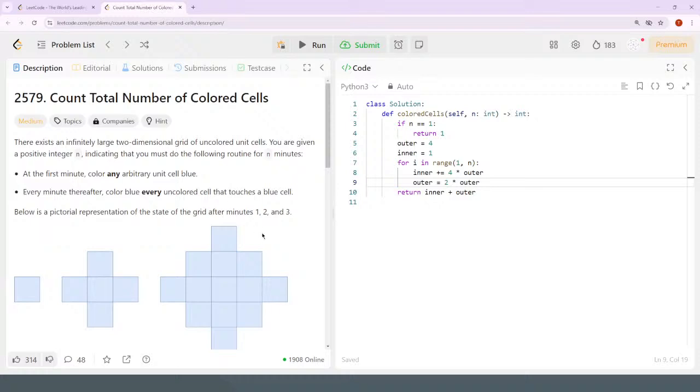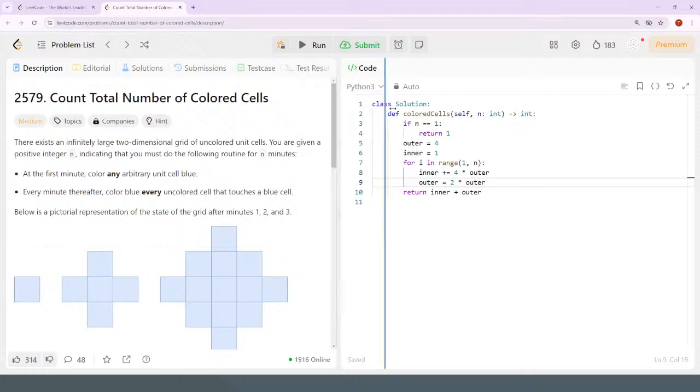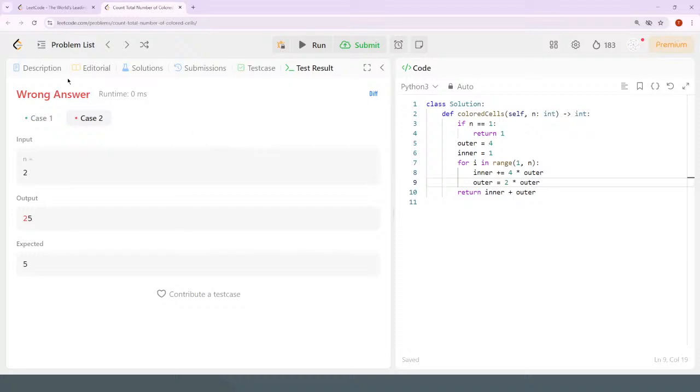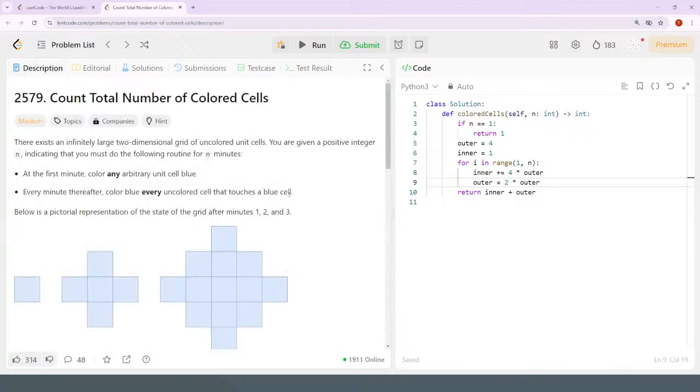Oh wait, am I doing this totally wrong? This contributes 2, but then this contributes 1, 2, 3. So this is 3, 3, 3, 3. I hope it's 25. That's way too big. Your inner equals 4 times your outer. Ooh, yeah, this is not right. I think it's your inner. So your inner is 1.